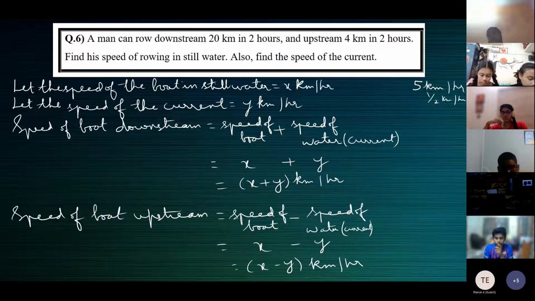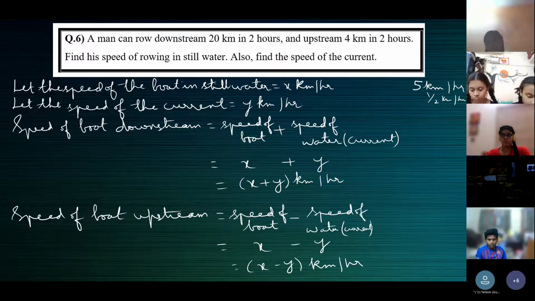If the wind is blowing in a particular direction and you are also running in the same direction, then your net speed will be 5 plus half, 5.5 kilometers per hour. The wind will push you. You don't want to run at 5.5, but your net speed will be 5.5 kilometers per hour. That is when you run in the same direction as the wind.